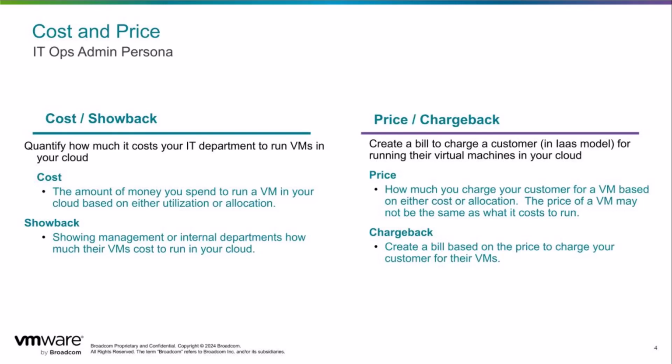Price, however, is how much you want to charge the owner of the VM to run their VM. This is typically used by customers who provide infrastructure as a service to their application teams or by service providers who want to bill their tenants. Price can be based on cost or allocation with additional prices added based on the additional services you provide them. And chargeback is a report based on prices, which you present to the user as a bill.